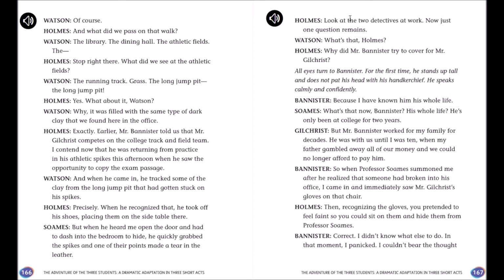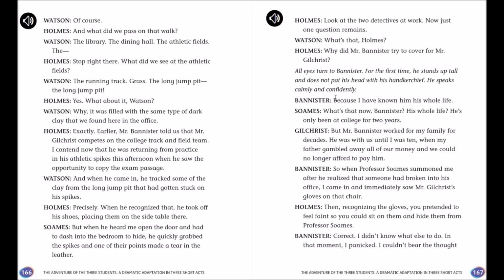Holmes: Look at the two detectives at work. Now, just one question remains. Watson: What's that, Holmes? Holmes: Why did Mr. Bannister try to cover for Mr. Gilchrist? All eyes turn to Bannister. For the first time, he stands up tall and does not pat his head with his handkerchief. He speaks calmly and confidently.